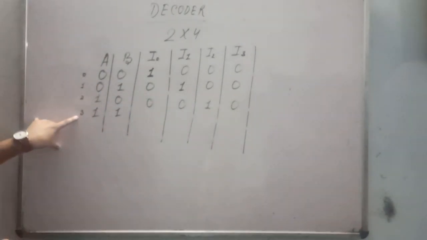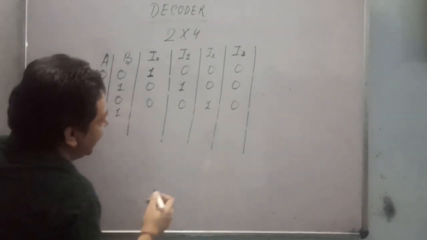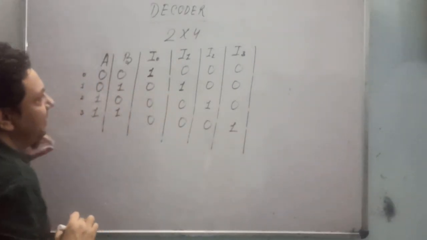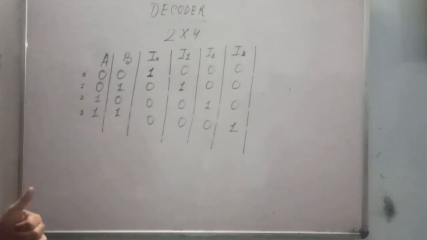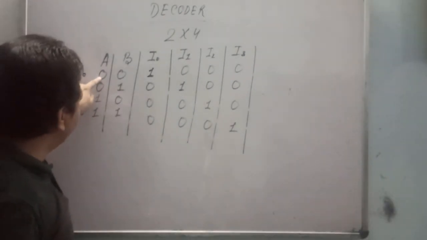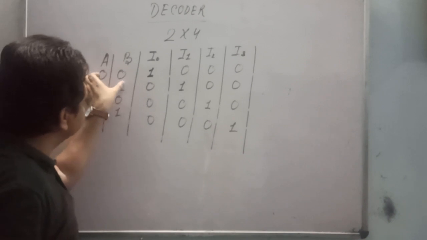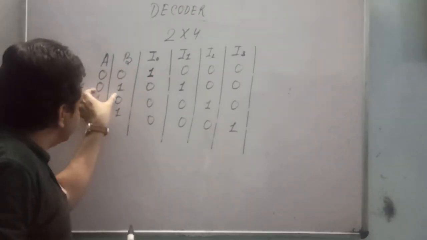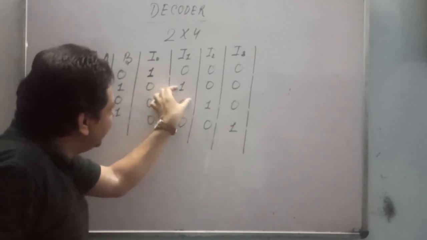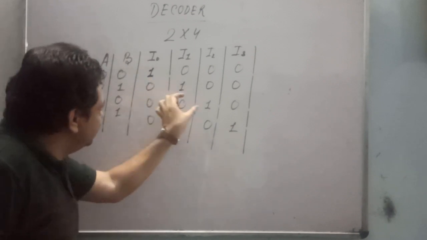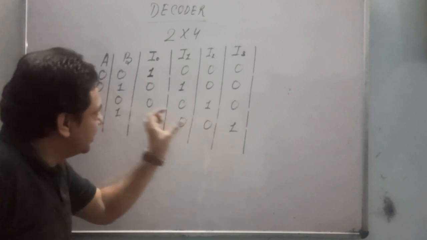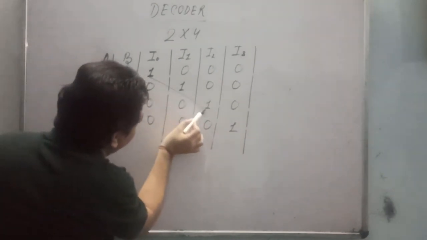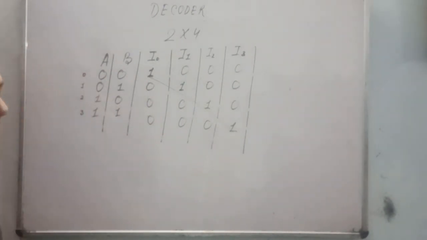Understand? Now the last is 3, so I3 will be activated. At a time only one output will be activated and remaining will be deactivated. So for this input, after encoding this input, the output will be generated like that. According to this input, this output, this input and this output. So you can see that this is 1 1 1 1 1. Understand?